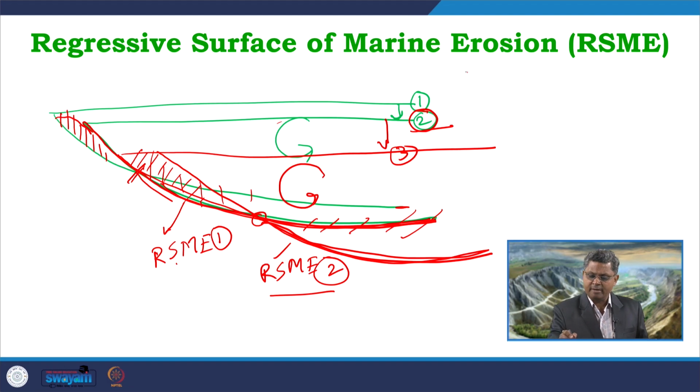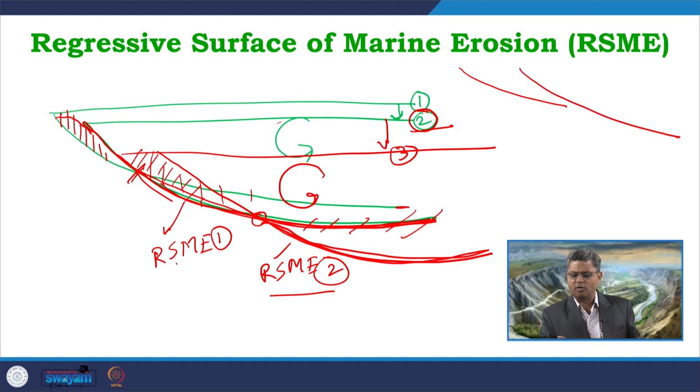So, after some time what we get, this is the original surface, BSFR, that was preserved. Then we get a new surface formed, which is an erosional surface. So, this is the RSME surface. For the next phase of fall we get another RSME surface, and in that way it can go on. So, for each of them these are the overlapping packages.